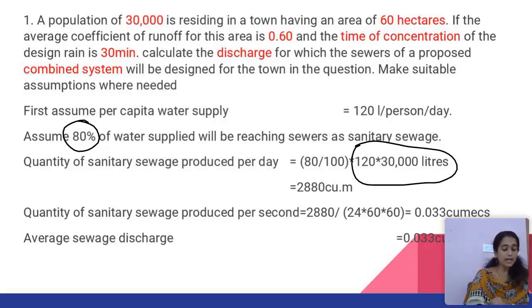Then quantity of sanitary sewage produced per second. This is per day. That is 120 liters per person per day. Unit is per day. So we have to convert it into per second. That is 2,880 divided by 24 into 60 into 60. That is 0.033 cumecs. And average sewage discharge will be 0.033 cumecs.